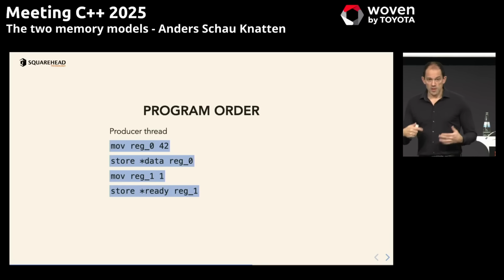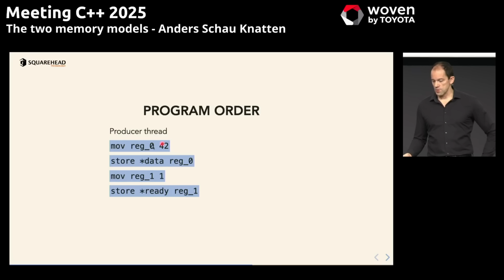So here is the data and ready example again. It's just now in assembly. The data is just a single integer value 42. So we put the 42 into register 0, and then we store register 0 to wherever data is pointing. That's our entire data, just the value 42, just so we don't have to have so many instructions. And then I put 1 into register 1, and I store that for the ready flag, wherever ready is pointing.